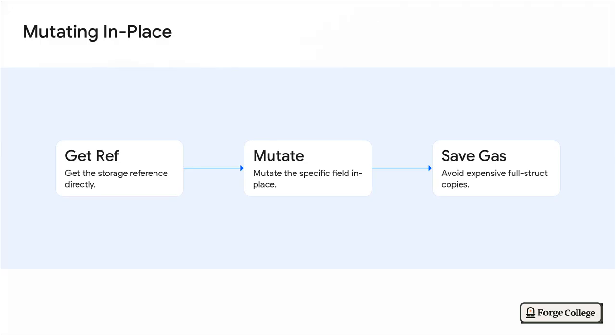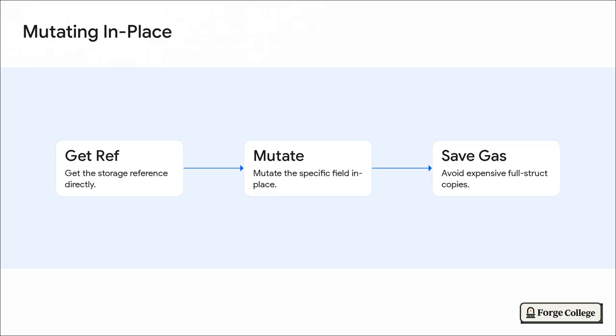When you need to update a struct efficiently after it's already on the blockchain, we use a really neat 3-step process. Step 1, we grab a storage reference. We do this by declaring person storage p equals people index. Notice, we are not making a copy here. We are pointing directly at the original array element. Step 2, we mutate the specific field in place. We just type p.active equals true.